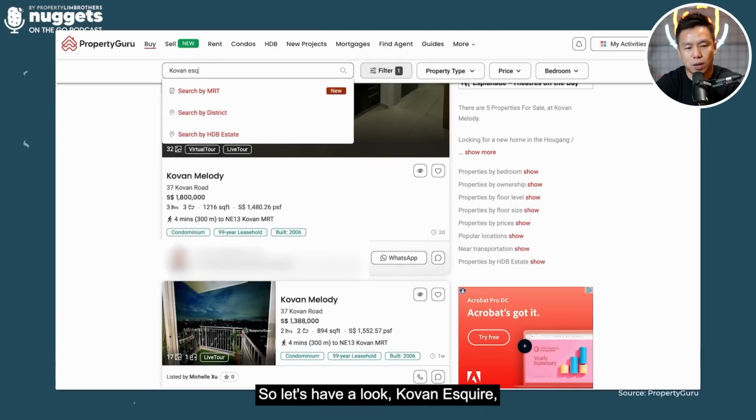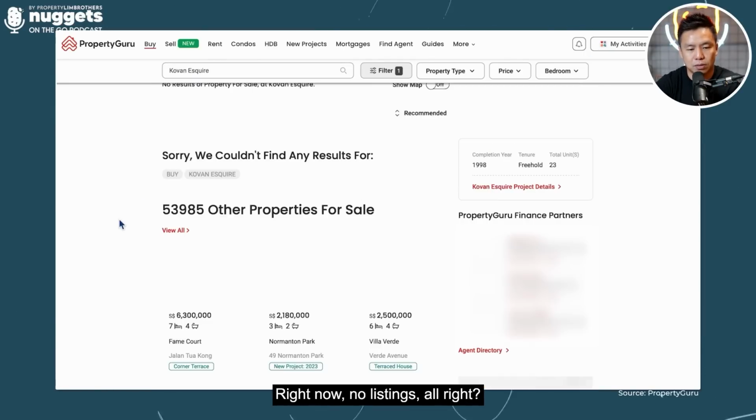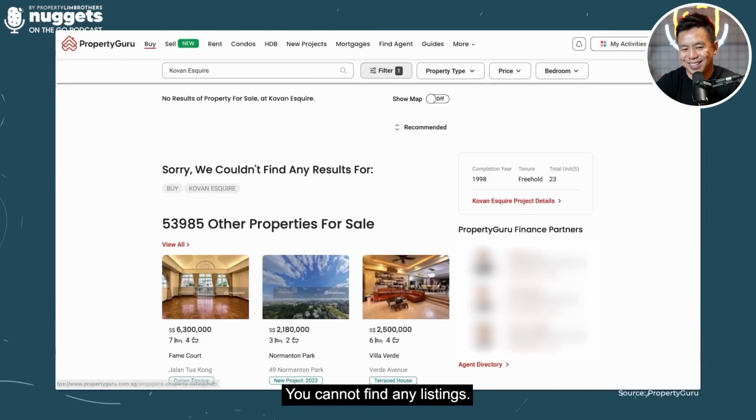So let's have a look. Kovan Esquire, see if anybody wants to sell. Right now, no listings, all right? You cannot find any listings.